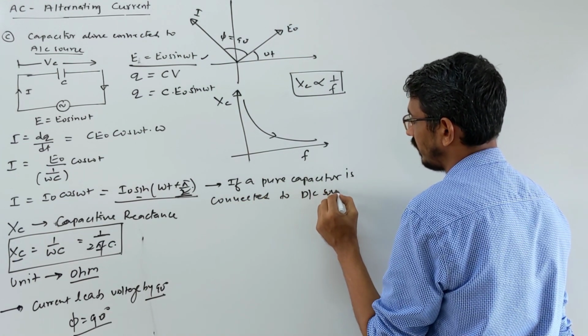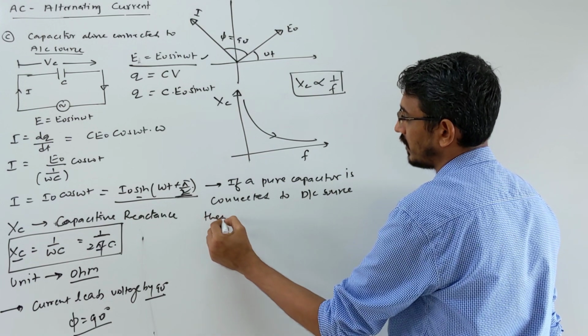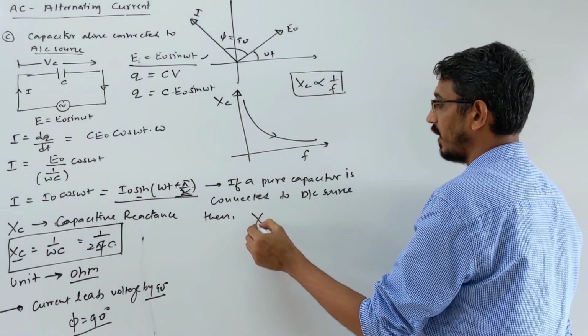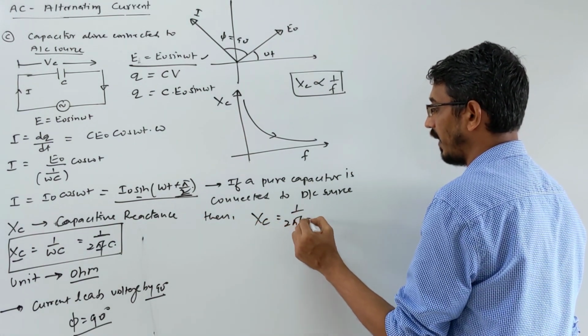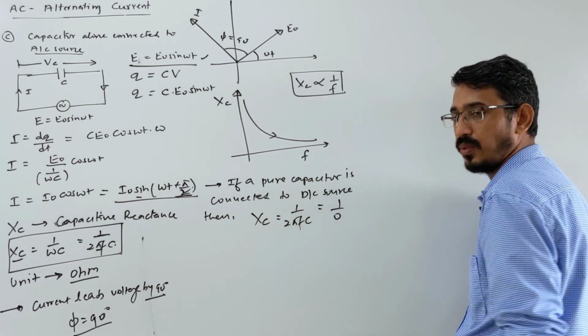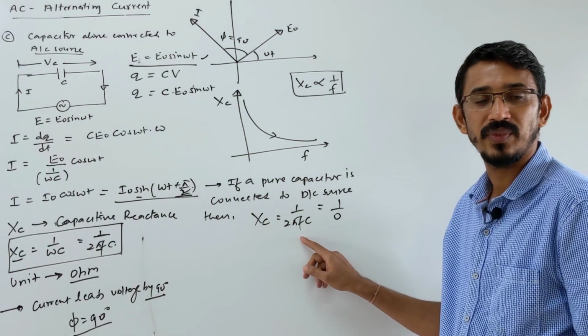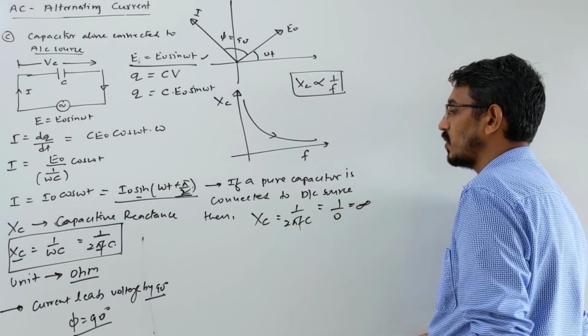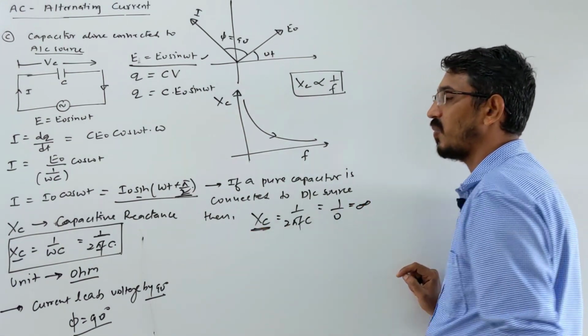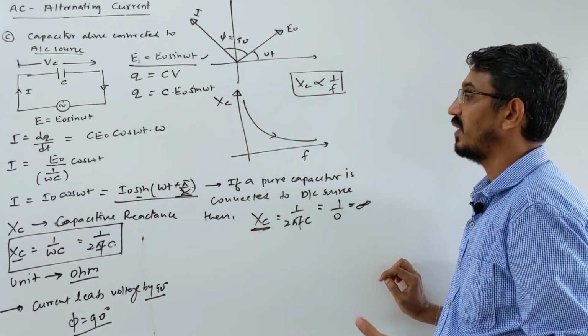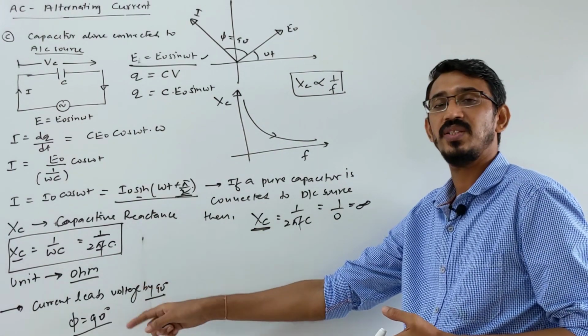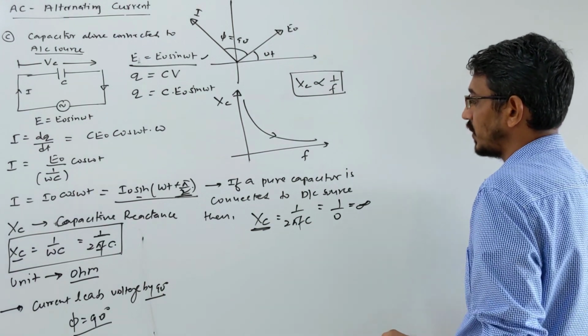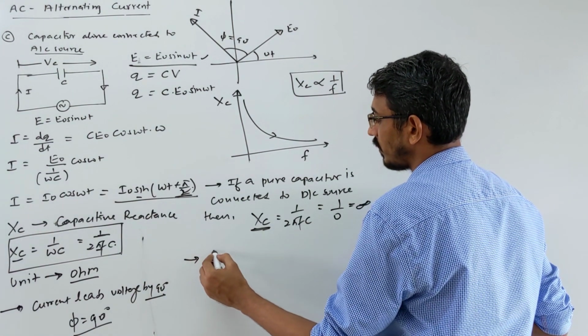DC source, okay, then what happens? Look here, what is Xc? Xc is equal to 1 by 2 pi f C, 1 by 0. Why 0? Frequency 0, right? For DC the frequency is 0, so 1 by 0 means what? You have infinite. So your capacitor offers infinite capacitive reactance to a DC current.